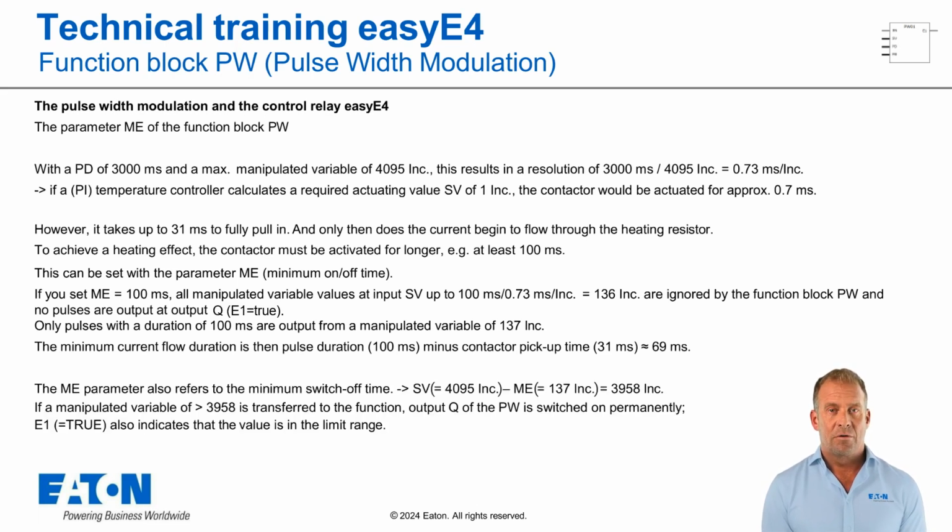The ME parameter also refers to the minimum switch-off time. From this follows, SV equal to 4095 increments minus ME equal to 137 increments is equal to 3958 increments. If an SV greater than 3958 is transferred to the function, the output Q of the PWM is switched on permanently. Similarly, E1 equal true indicates that the value is in the limit range. In summary, one can say, select a period duration that suits the actuator or application and set a minimum duty cycle that also has an effect on the process without overusing the actuator.